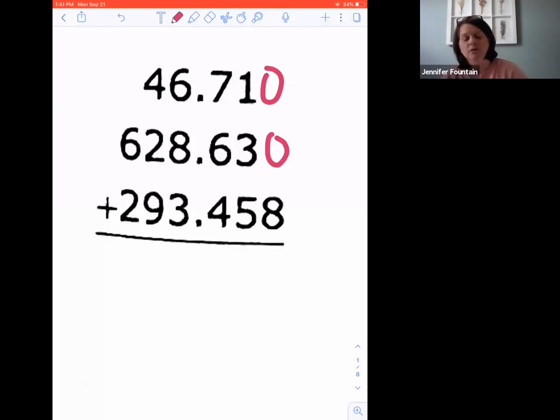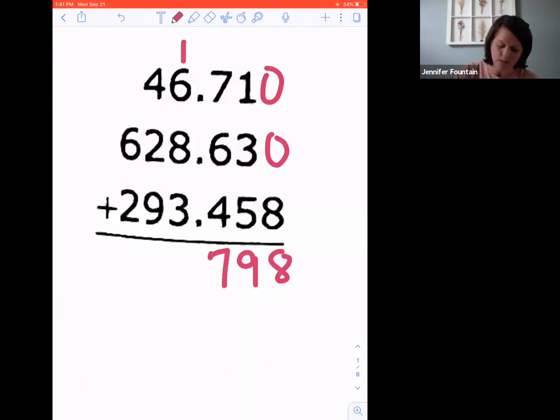So we start at the far right, 0 plus 0 is 0, and 0 plus 8 is 8. 1 plus 3 is 4, and 4 plus 5 is 9. 7 plus 6 is 13. 13 plus 4 is 17. Put down my 7, carry my 1, and go ahead and put my decimal in my answer. 1 plus 6 is 7. 7 plus 8 is 15. And 15 plus 3 is 18.